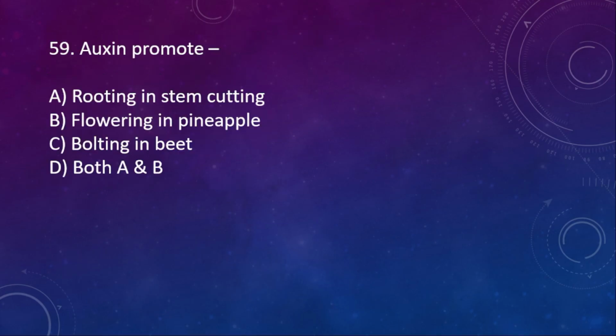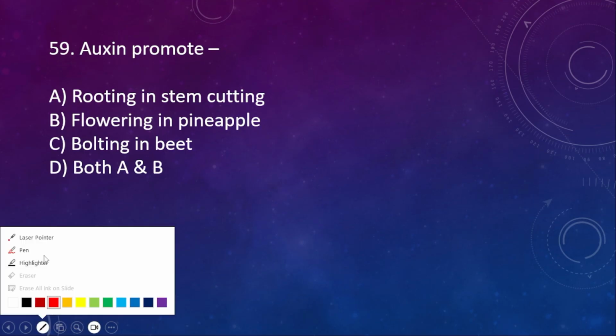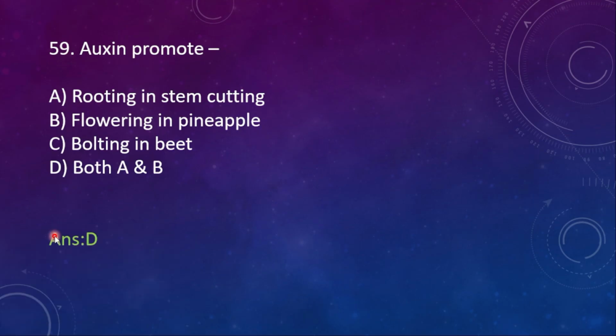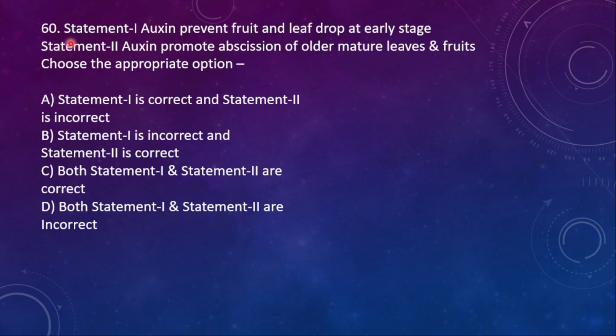59. Auxin promote A. Rooting in stem cutting, B. Flowering in pineapple, C. Bolting in beet, and then D. Both A and B. So here the right option is both A and B. 60. Statement 1. Auxin prevent fruit and leaf drop at early stage. Statement 2. Auxin promote abscission of older mature leaves and fruits. Choose the appropriate option here. So here the right option is option C. Both the statements are correct.